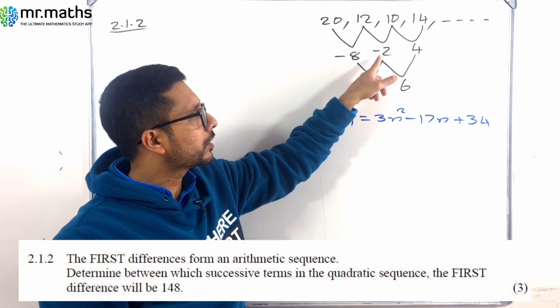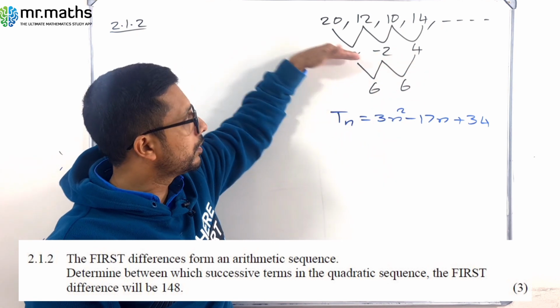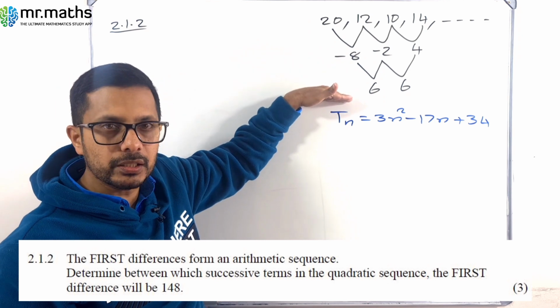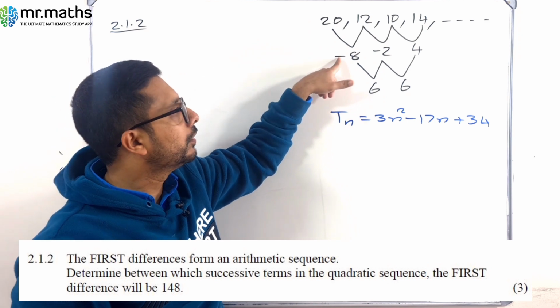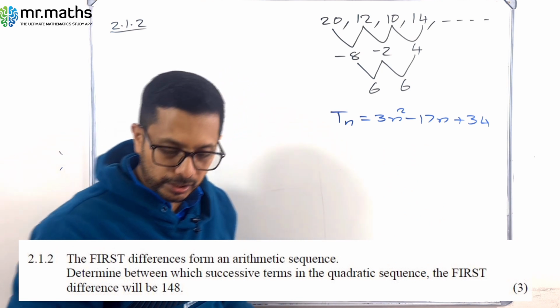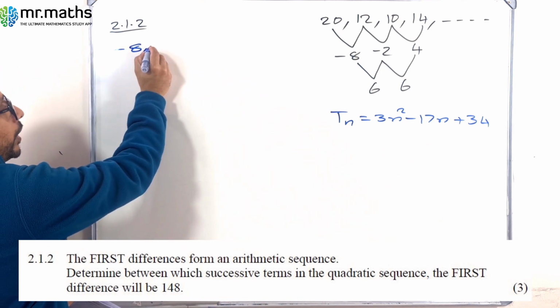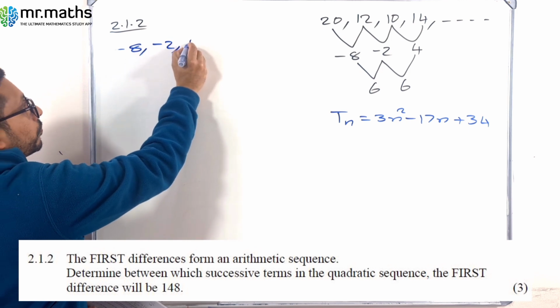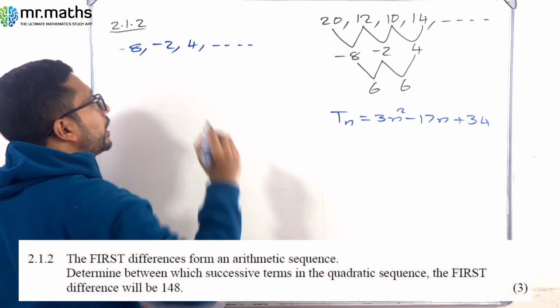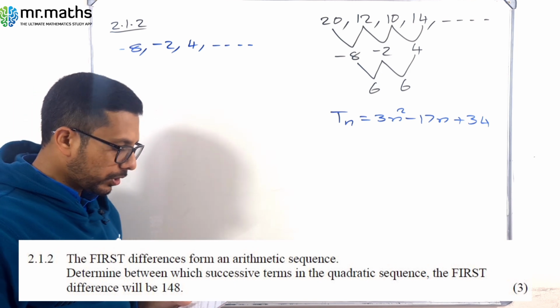So this minus 8, minus 2, 4, that is the first difference. Am I right? This is the first difference and this is the second difference. Now they are saying that this first difference is an arithmetic sequence. We know that it's an arithmetic sequence. Okay, so what is the first difference? Minus 8, minus 2, 4, etc. That is an arithmetic sequence. Now continue reading that question.